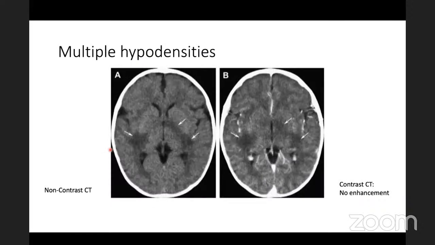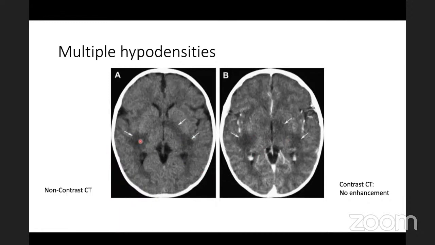So I'll show you a few inflammatory disorders. When there are multiple hypodensities, you always think of multiple ring enhancing lesions. So when there are no ring enhancing lesions, it could be multiple tuberculomas, it could be multiple neurocysticercosis, but when you put contrast, you can see there are no enhancements. So what could this be?